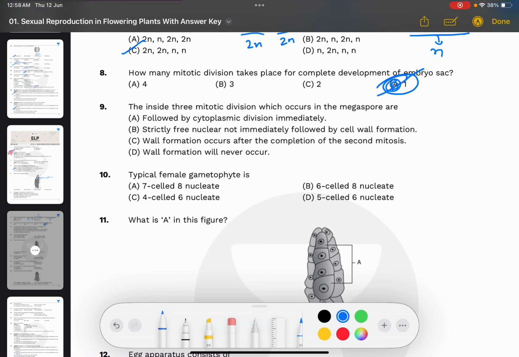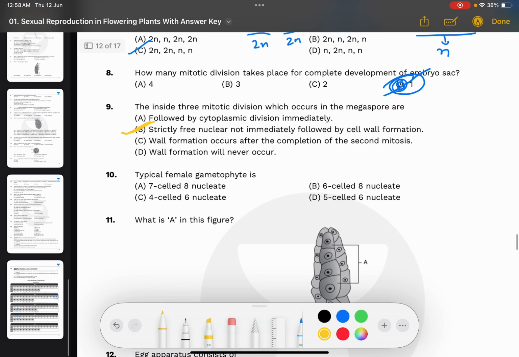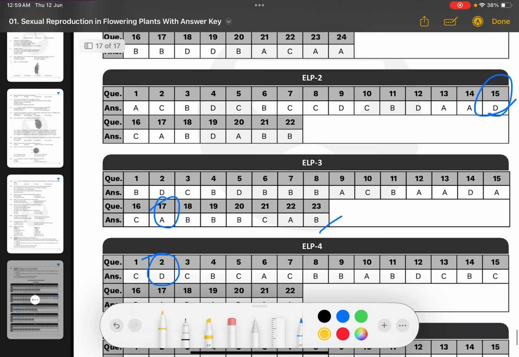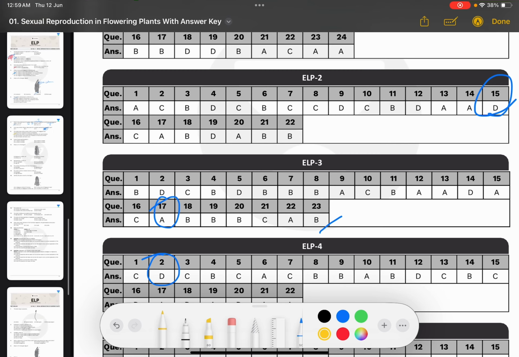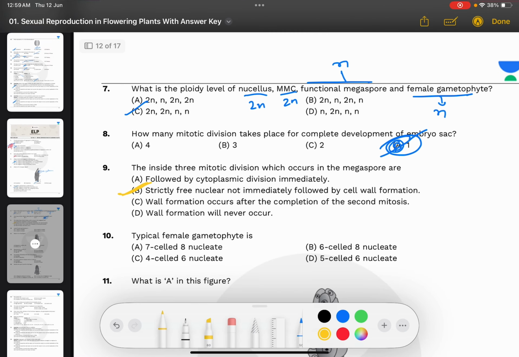The three mitotic divisions which occur in the megaspore are followed by... strictly free nuclear, not immediately followed by cell wall formation. Wall formation occurs after completion of the mitosis. This is the answer. 9 का P is the answer. I am confirmed 100%. Oh my goodness, 9 का A. It's not P. Okay, so this concept is not clear.